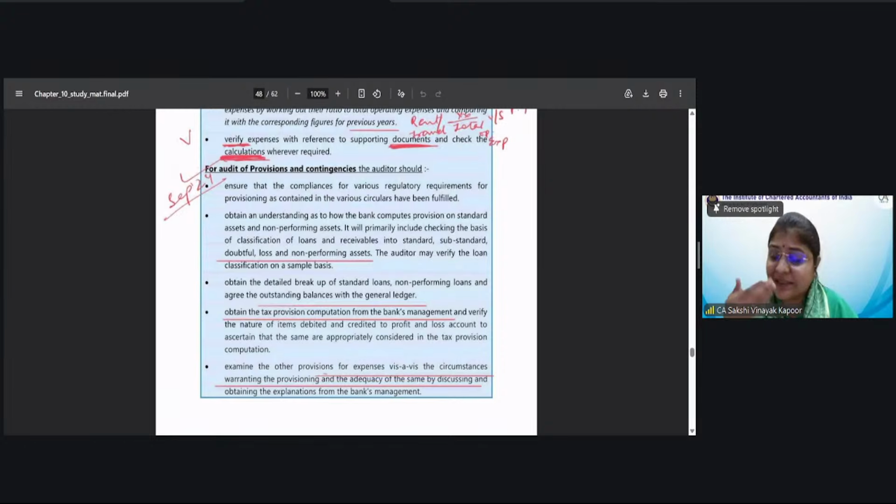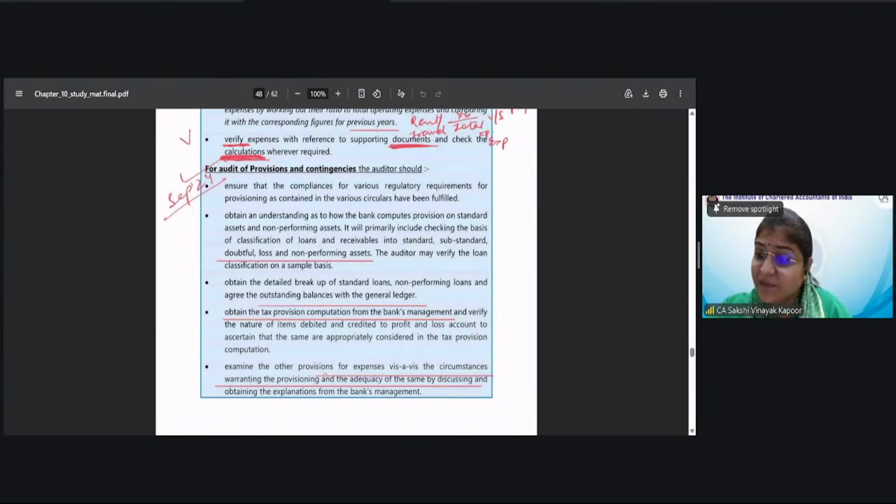With respect to taxation, you will obtain the tax provision computation made by the bank. You say, okay, just show me the computation, and you verify the items in the debit and credit to PL. For example, if they have debited penalty in the PL account, is it correct? Write to me in the chat box, is it correct? No. Why? Because penalty is never allowed as an expense in your PL. You cannot show penalty, it is disallowed. So all these things you have to verify.